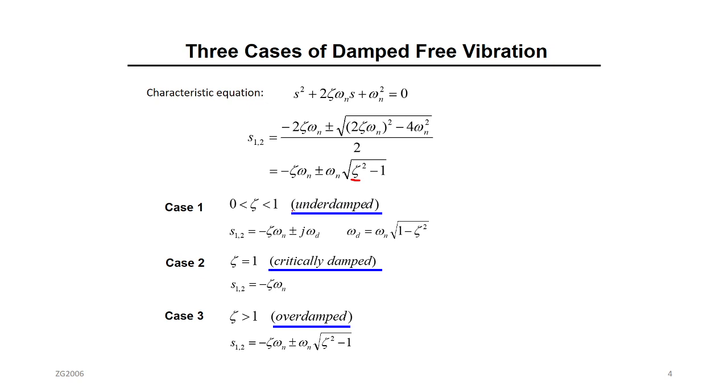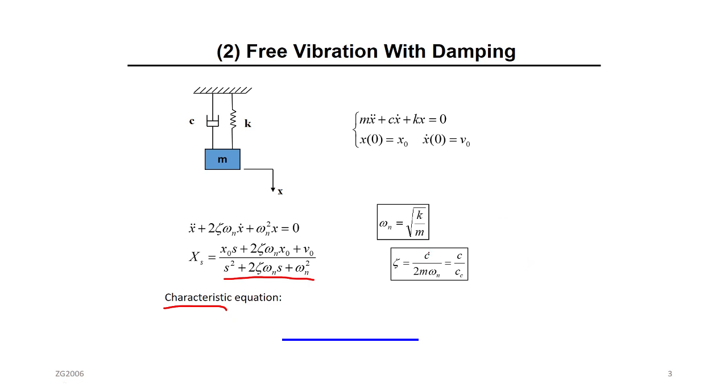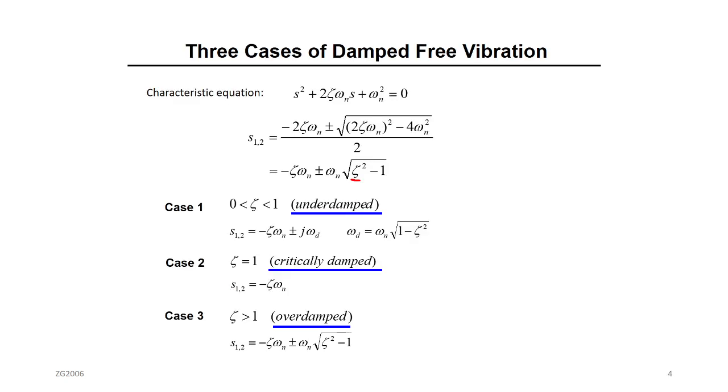Okay, and I'm going to call this case underdamped. Why am I going to call it underdamped? Because zeta is less than 1. What does it mean, zeta less than 1? That means the actual damping is less than the critical damping, or your reference damping.